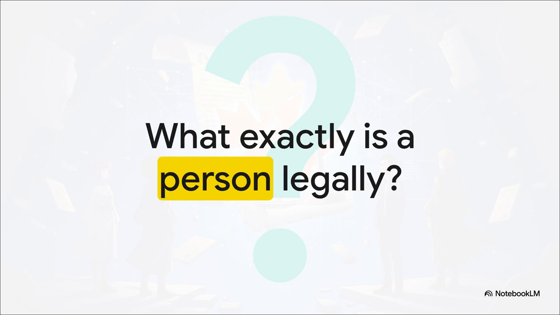The source asks us to stop and question a term we use all the time, a term that applies to you and me, the word person. The Charter of Rights and Freedoms says everyone has the right to life, liberty, and security of the person. But the theory suggests this legal definition is hiding a massive controlling secret.